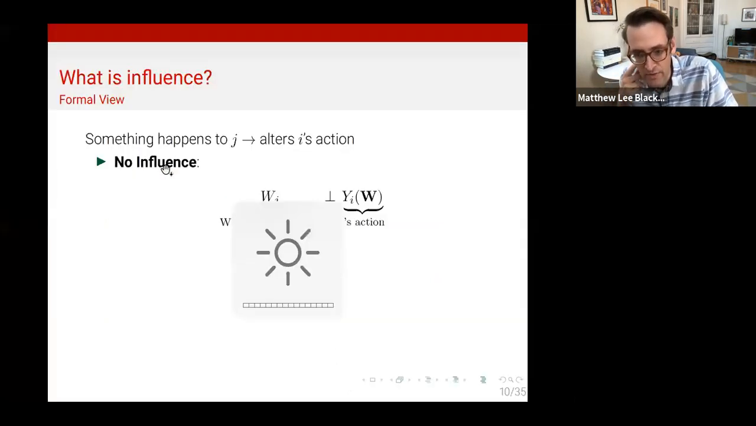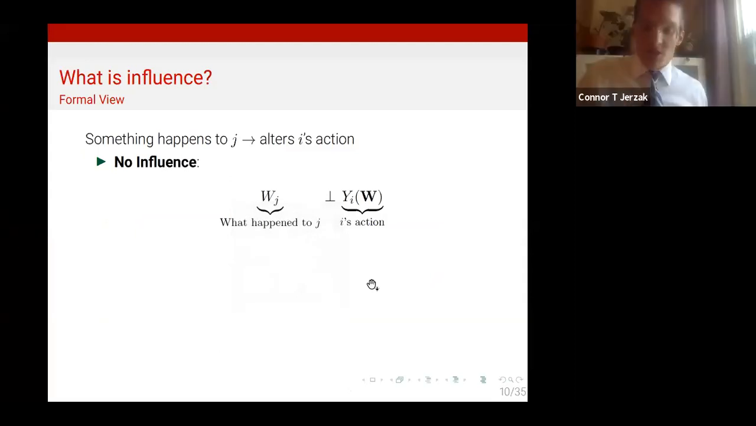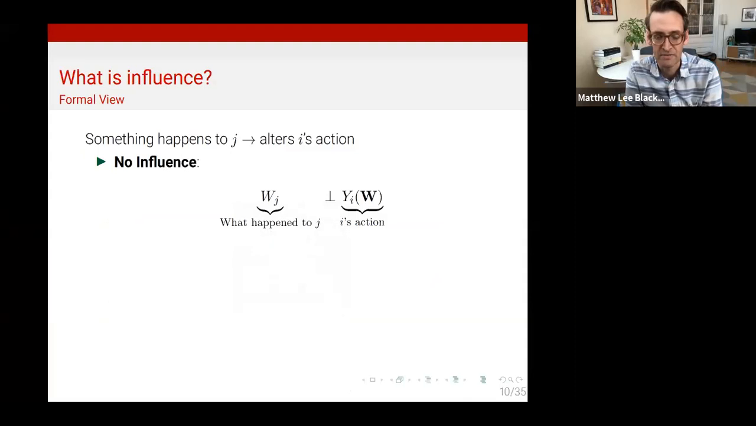And W here means the treatment, right? Yes. So I'm a little confused by this, because my understanding about the way I would define influence would be whether or not the potential outcomes for unit i are a function of little wj, not whether or not these things are independent. Because unless I'm misunderstanding something, this no influence would hold in a randomized experiment because of randomly assigned W.